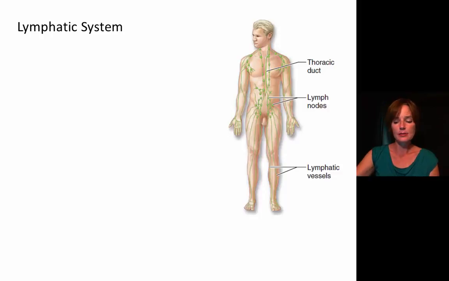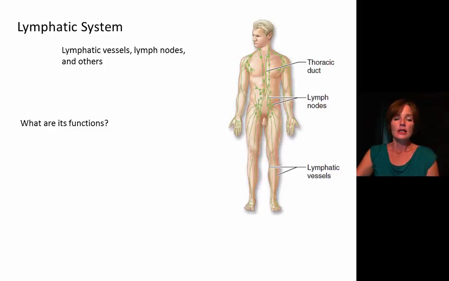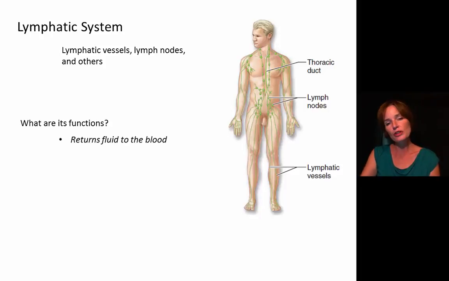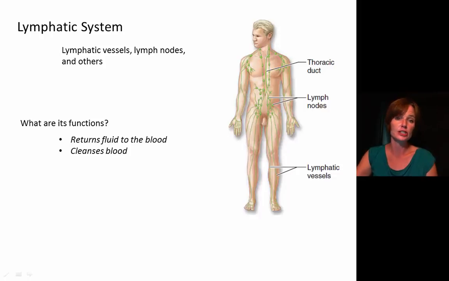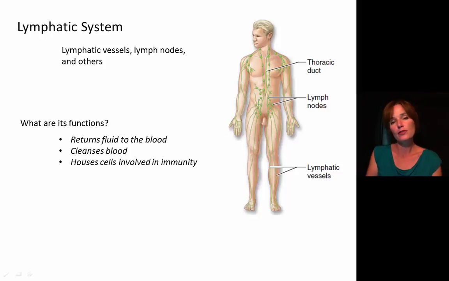The lymphatic system is going to be composed of lymphatic vessels, lymph nodes, and then some other smaller structures. Its functions are that it's going to work in conjunction with the cardiovascular system, and it's basically going to return fluid to the blood, and it's also going to help cleanse the blood. And that goes along with that function of returning fluid to the blood. It is also going to house some cells that are really important for immunity.